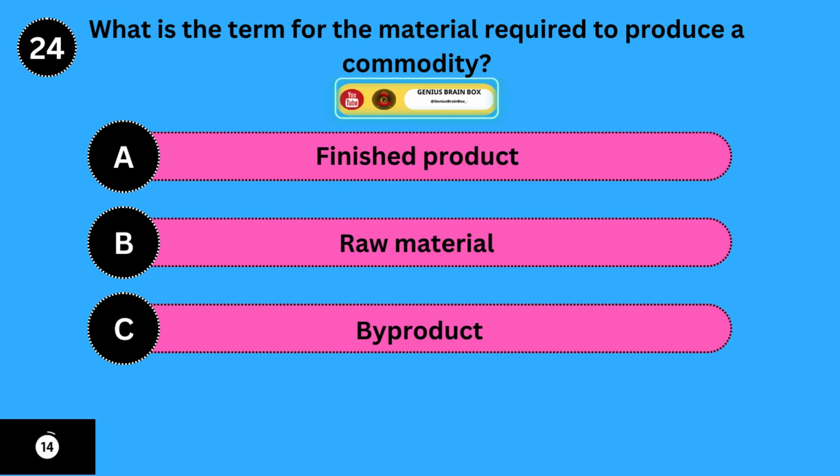Option A. Finished product. Option B. Raw material. Option C. Byproduct.